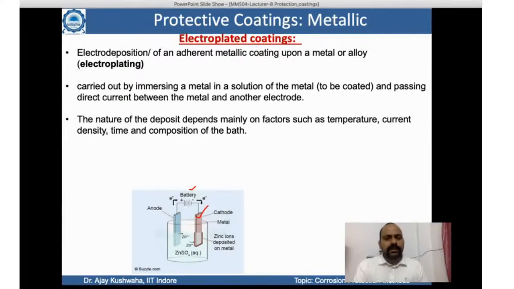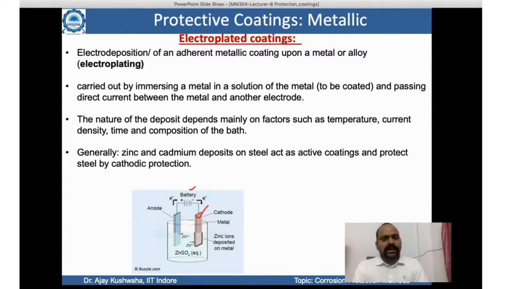The nature of the deposit depends mainly on some factors. What is the thickness, what is the crystalline structure, whether pores are there or the film is dense. All these things will depend upon the temperature of the bath, the current density, how much current we are applying, how long we are continuing this deposition, so time, and of course the composition of the bath, whatever electrolytes are there. Generally, zinc and cadmium deposited on steel act as active coatings and protect steel by cathodic protection. Several metals commonly coated on steel are nobler than iron.